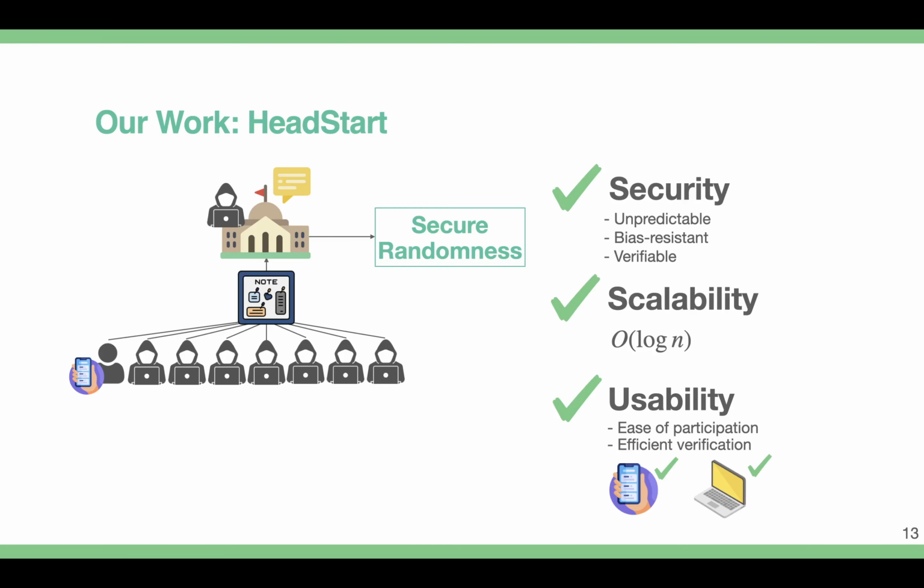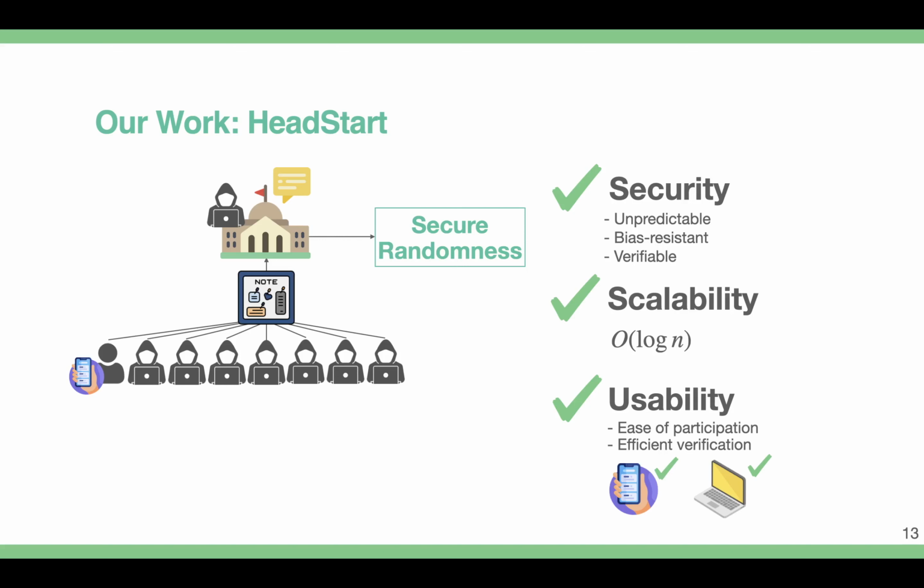As a result, we propose HeadStart, a participatory randomness protocol that simultaneously achieves security, scalability, and also usability. The random result produced by HeadStart is unpredictable, bias-resistant, and verifiable. Also, HeadStart achieves great scalability because its communication and verification complexity are both O(log n), where n is the number of contributions.